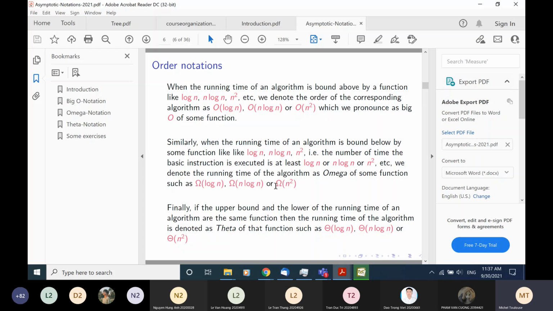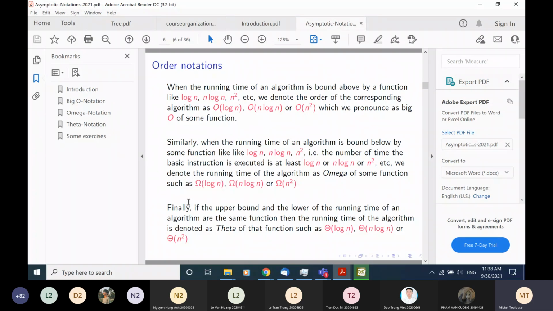So if you have this sign, omega n squared, this defines all the algorithms that have running time that is greater than this, okay? This defines all the algorithms that have running time that is smaller or equal to n squared, or big O, and this defines all the algorithms that have running time that is bigger or equal to omega n squared. In this class, they have all these algorithms, including exponential running time algorithms.